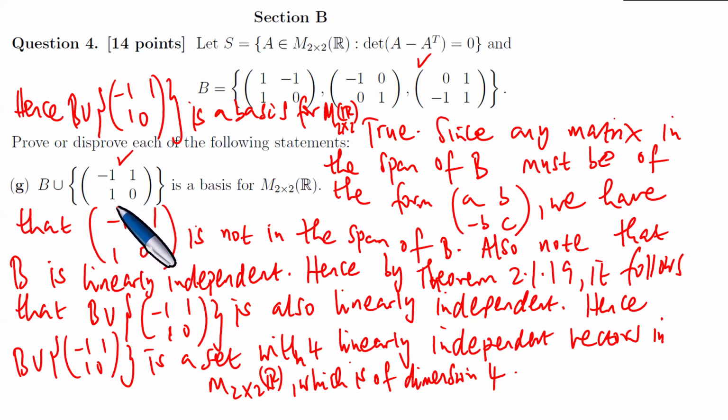Because it is not in the span, we can take a linearly independent set with fewer vectors and adjoin it so that we have the basis that has been extended. And obviously by theorem 2.1.19, a linearly independent set can be extended to a basis. Okay, so this is the most important result. So we have solved this one here.